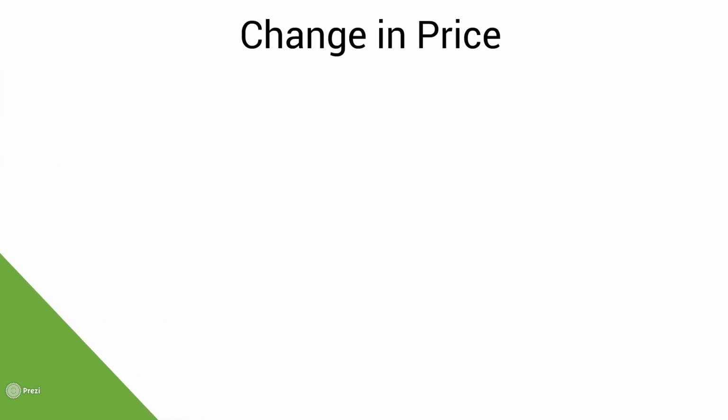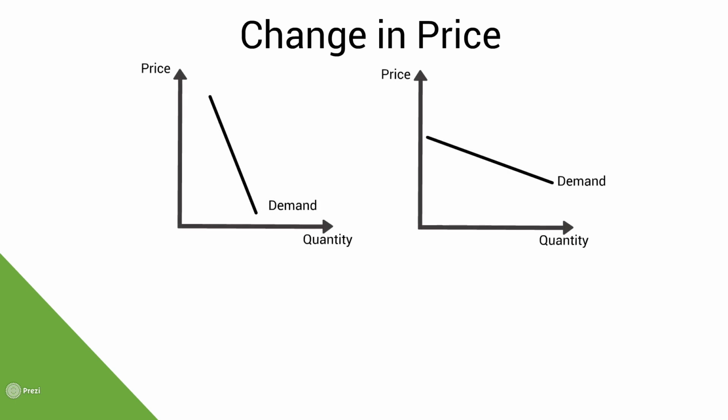Like I said earlier, a change in price results in a movement along a demand curve. Demand is downward sloping, and we learnt this in section 2.1. This means that as the price rises, the quantity demanded falls, and as the price falls, the quantity demanded rises. So price and quantity move in opposite directions. They are negatively correlated.